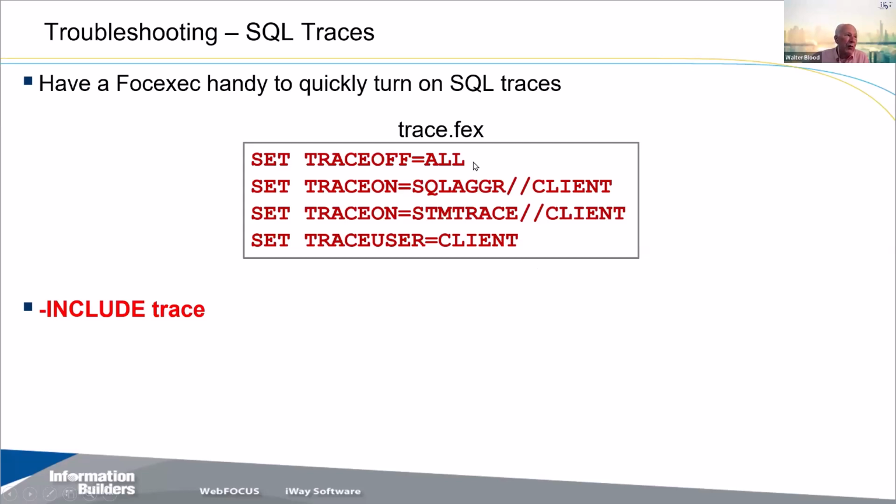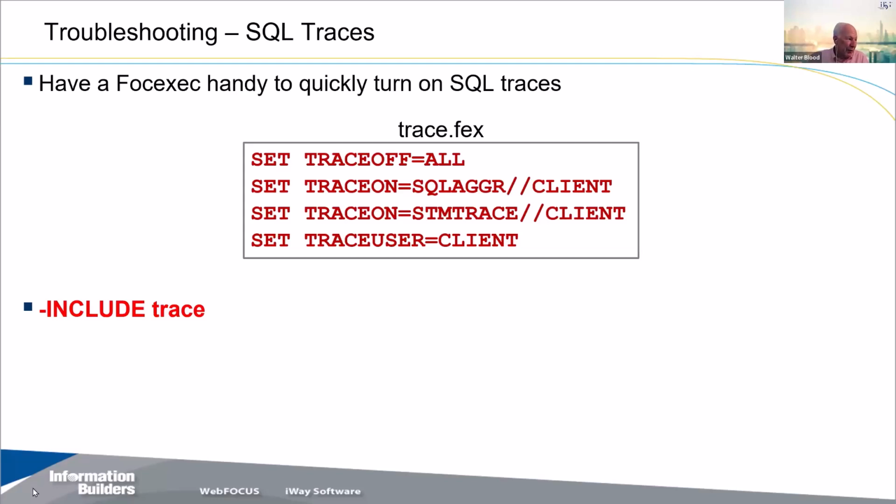Trace off equals all basically turns off all the traces that currently exist, because there's a ton of them. In this particular case, I'm only looking for my SQL aggregation and the SQL that I generate when I'm working with an SQL interface. This is a very common thing, because I really want to know what happened to that focus request that I sent in. You turned it into some kind of SQL statement, and I'm not sure that's really what I wanted. This is the way you can see it. You can actually see it generated.